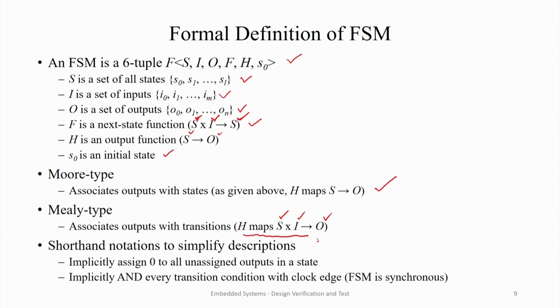Now, to simplify definitions of FSM, several shorthand notations can be used. A few of them are as follows. Shorthand notations to simplify descriptions. You can implicitly assign 0 to all unassigned outputs in a state. Here we have explicitly assigned a 0 to all outputs at a given state. If you do not want to do that because it is tedious, and only certain outputs will be 1 and all other outputs will be 0, you can implicitly assign 0 to all unassigned outputs in a state.